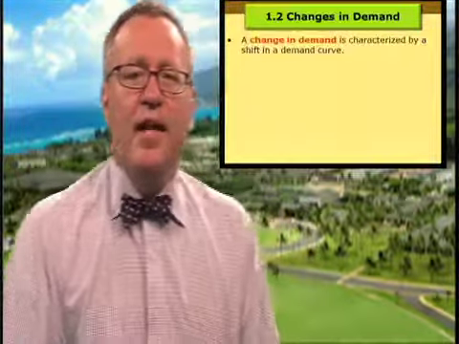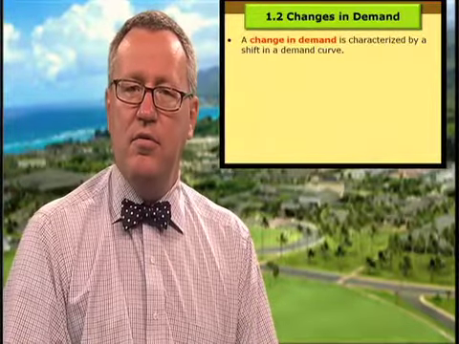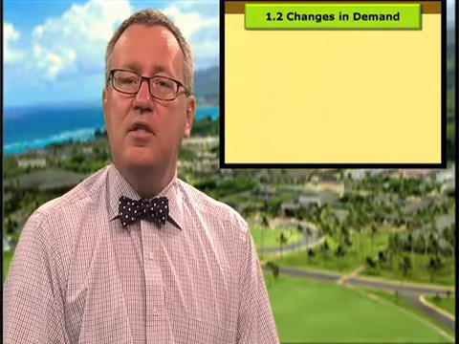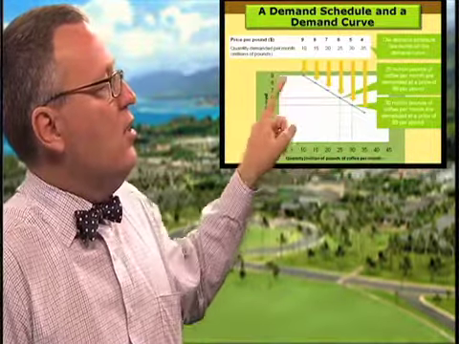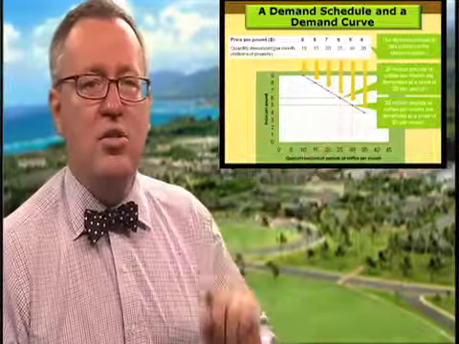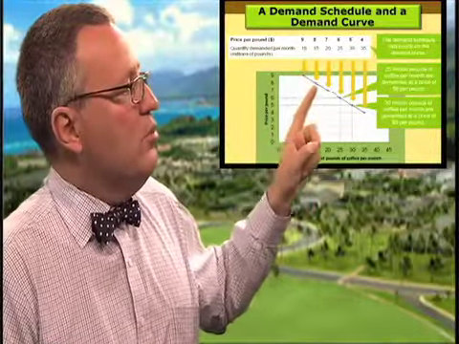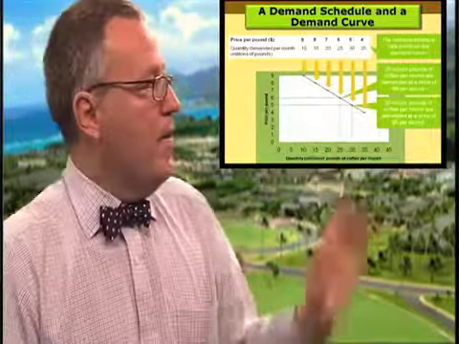Okay, a change in demand is characterized by a shift in the demand curve. Remember, I didn't say a change in price, because if you go back to the previous graph, as I changed price all along here, I just moved along the curve. So a change of the price of the good on the graph, which in this case is coffee, causes me to move along the demand curve. If I change anything else other than price, the whole curve is going to shift. And we're going to talk about that now.